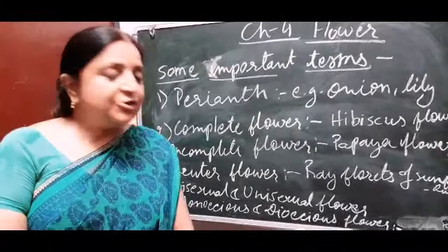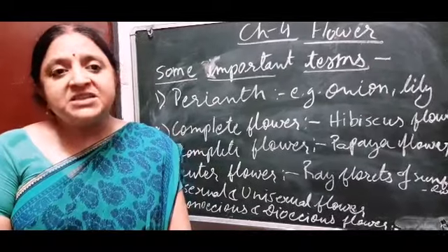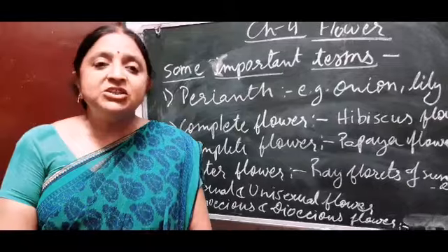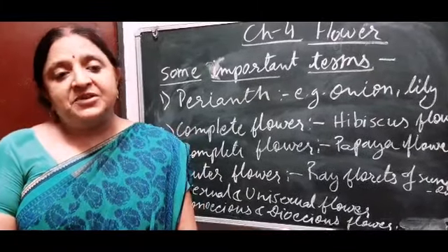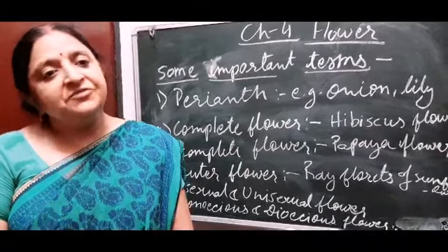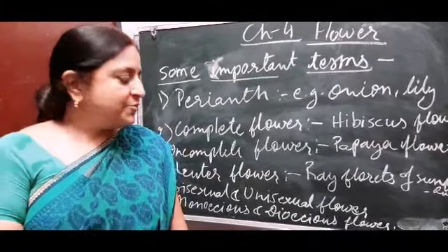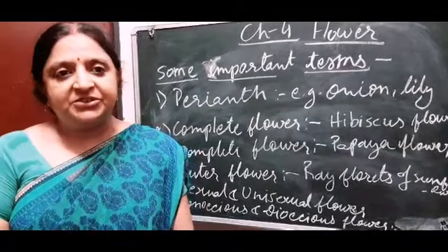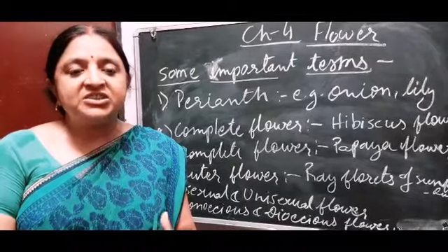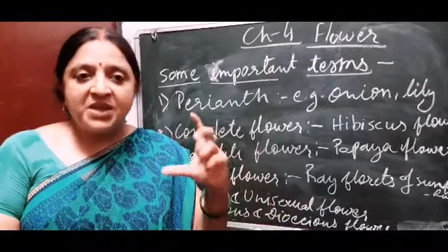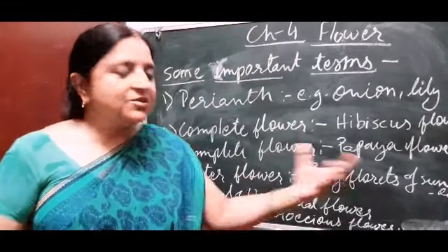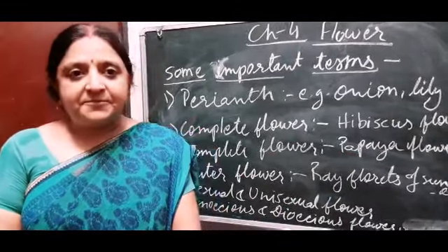And the second is the dioecious flower. Dioecious means a plant in which only male flowers are present, or a plant in which only female flowers are present. That type of plant is called a dioecious plant, that is, a male plant or a female plant. And the example is, again, the papaya flower.